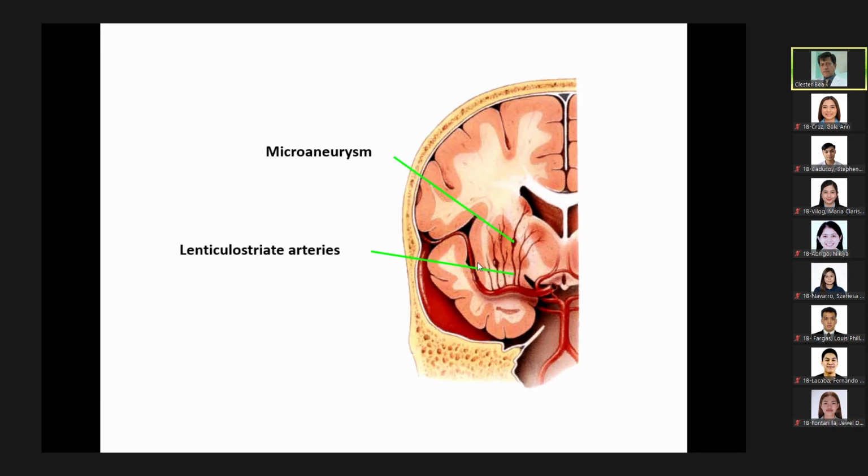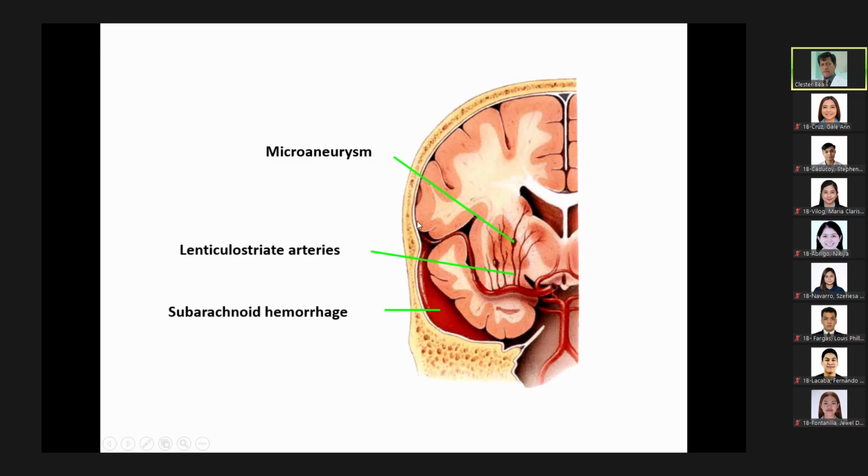So when you have hypertension, these are one of the areas that can give way and cause hemorrhage, or bleeding from within the parenchyma of the brain. Now you also have bleeding in the subarachnoid space. Subarachnoid space, meaning underneath the arachnoid matter.